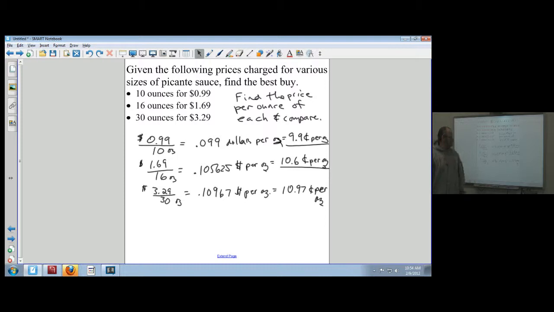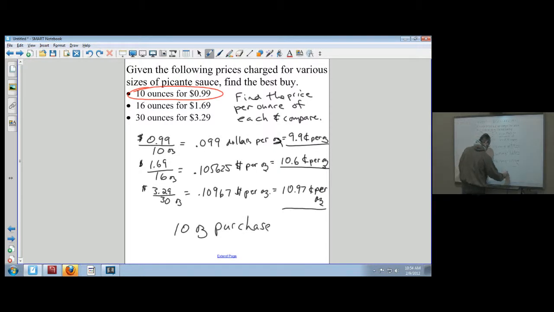Of these three, which is the cheapest or the most affordable of all the picante sauces? 9.9 cents per ounce, 10.6 cents per ounce, or 10.97 cents per ounce? Well, it looks to me like this one is the best buy. So the 10-ounce purchase is the best buy. And that's how we figure out rates and make comparisons.